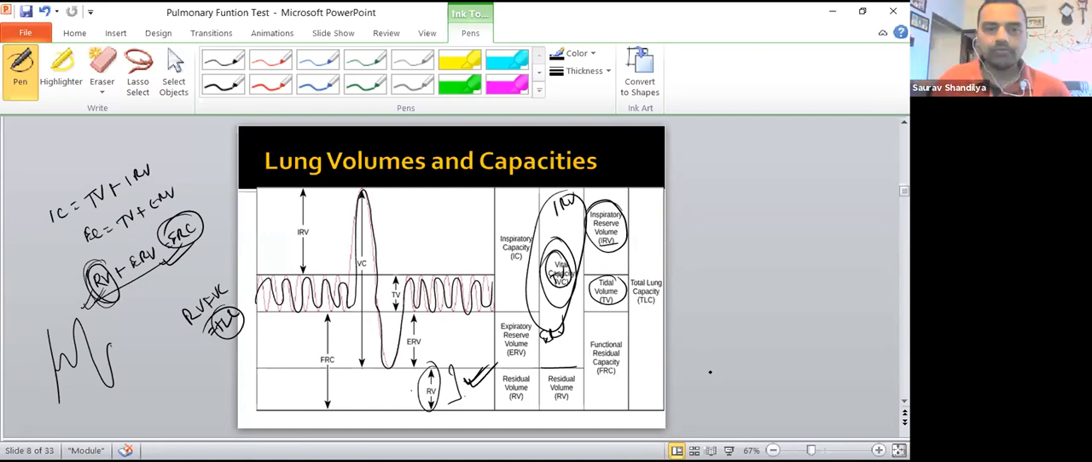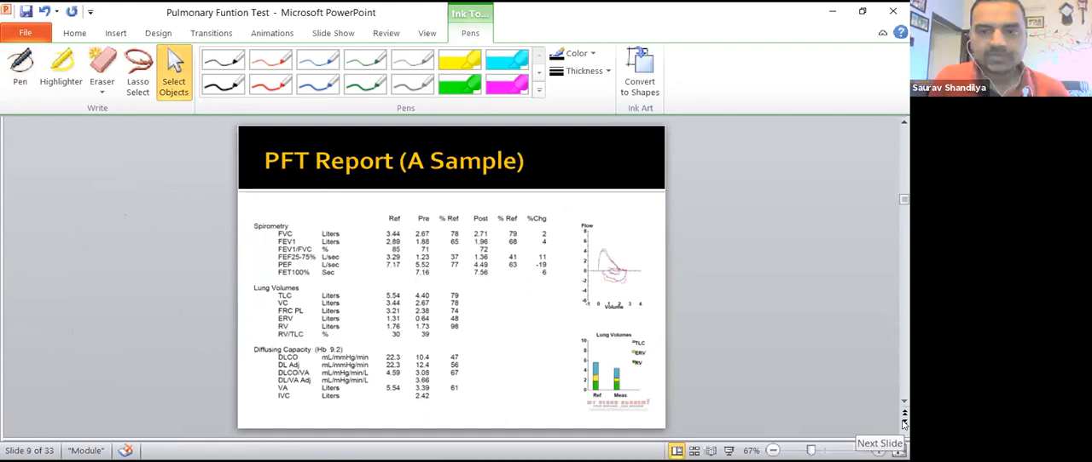So that is one very, very important concept we need to understand: the residual volume, the volume of air which doesn't come out of the lung. And we have to understand this along with the ERV, and this is how we understand the FRC, functional residual capacity. Now, let us talk about the kind of sample. I'll tell you that this is the kind of normal sample.